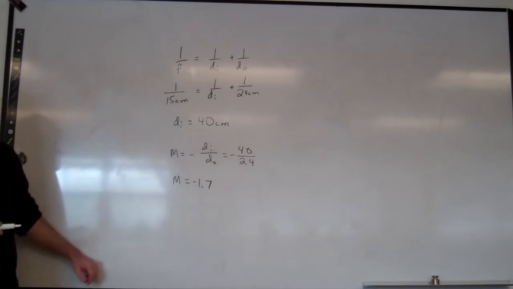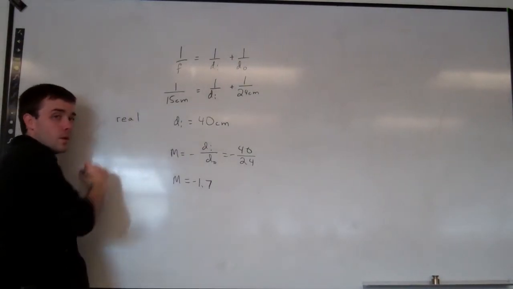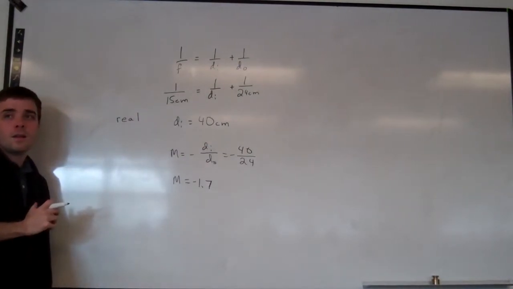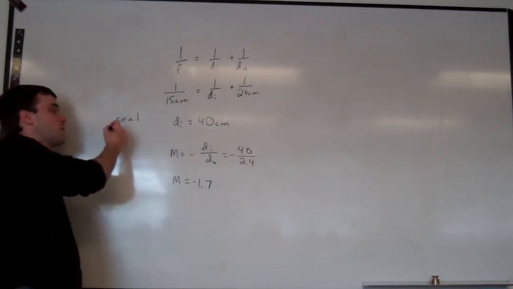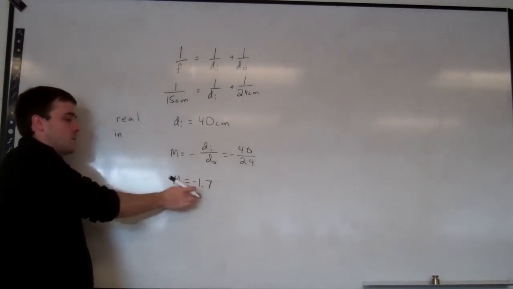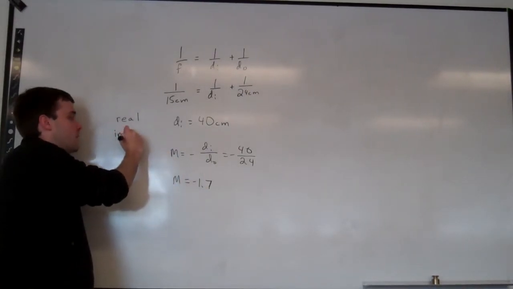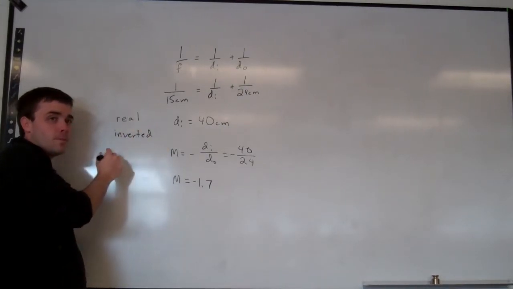So what do we know about this image? Real or virtual? It's real, because it's converging. Inverted or upright? Inverted. That's negative. And larger or smaller? Larger.